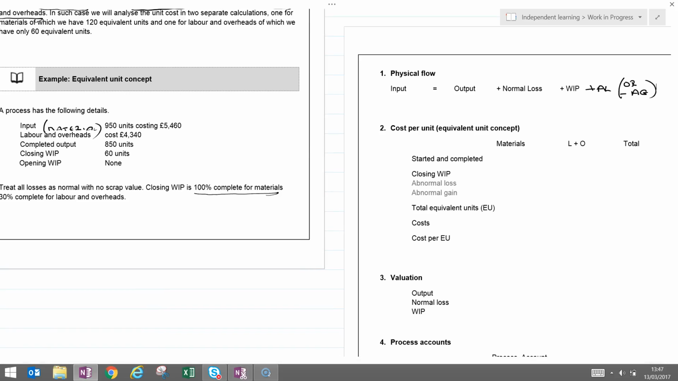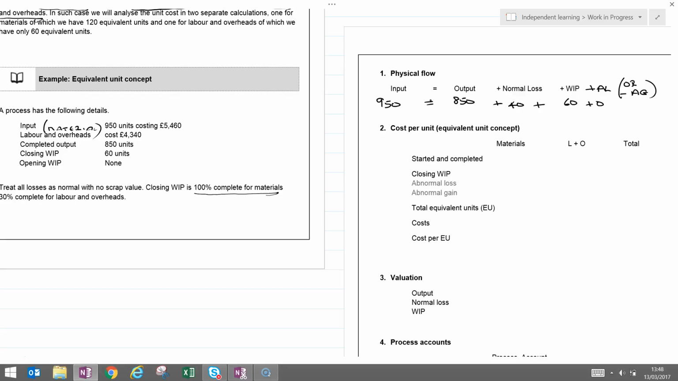So what did we input? We input 950 kilos. Sorry, 950 units. Our output was 850. Our work in progress was 60. We know there's no abnormal losses or gains. So that means that our normal loss must be 40 units. 850 plus 40 plus 60 plus 0 gives us our input of 950. So there's our physical flow.